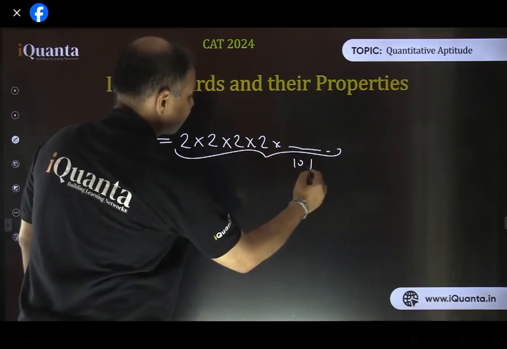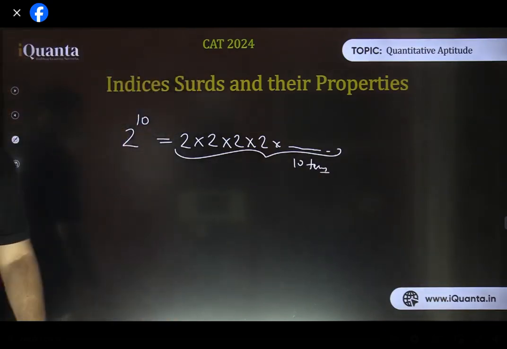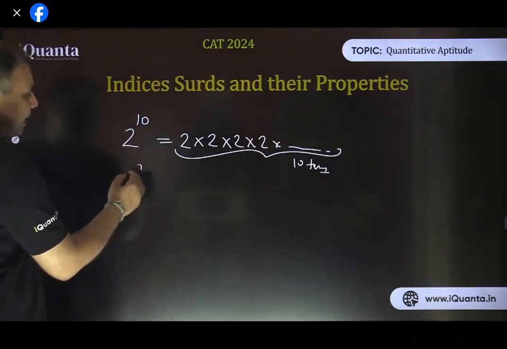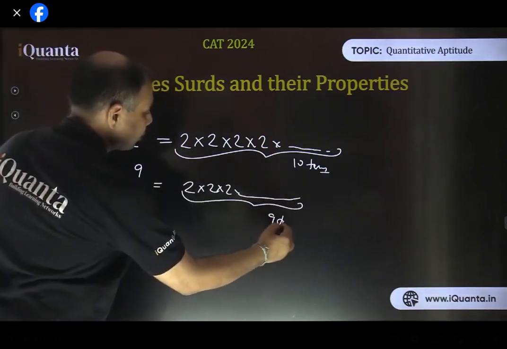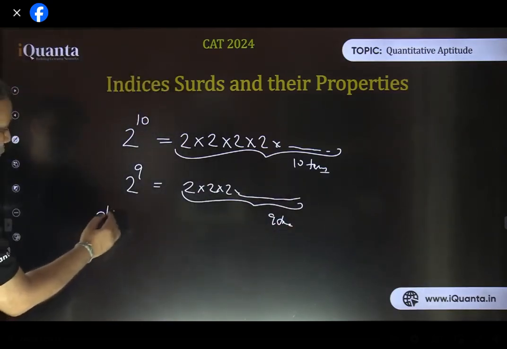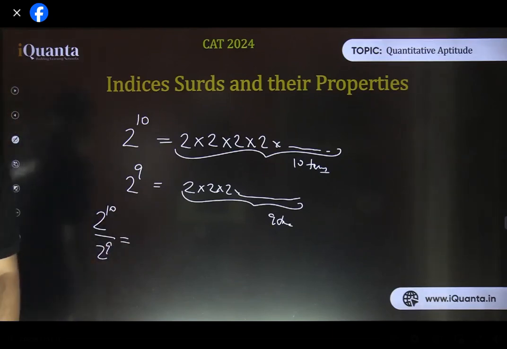There are 10 terms. There is a shorter way to write it like this. And if you have 2 power 9, it means 2 multiplied with each other a total of 9 times. So if I divide 2 power 10 by 2 power 9, what is going to be the answer? Yes, last question answer was 1, beta. Aishani, yes, that's correct.